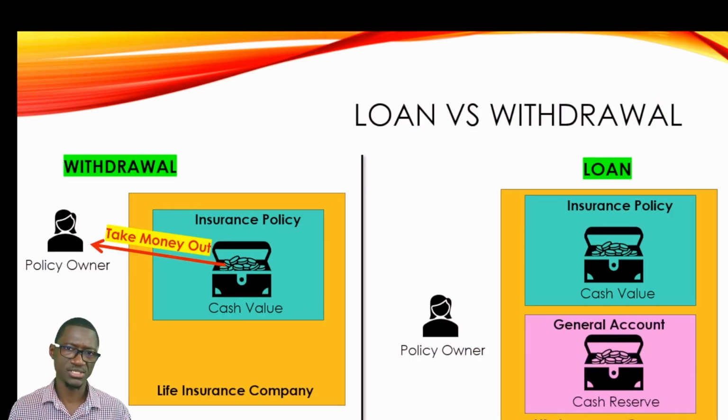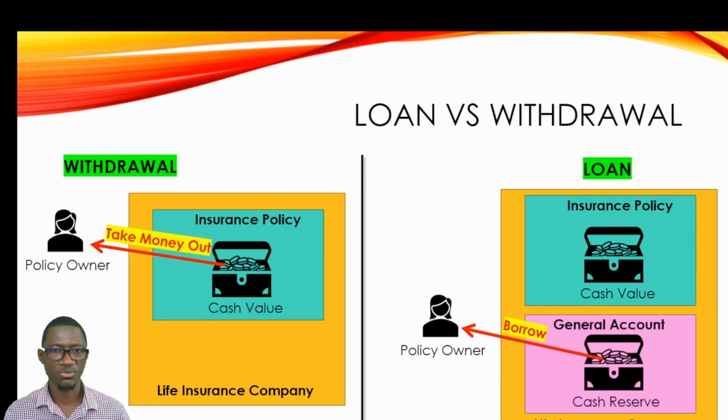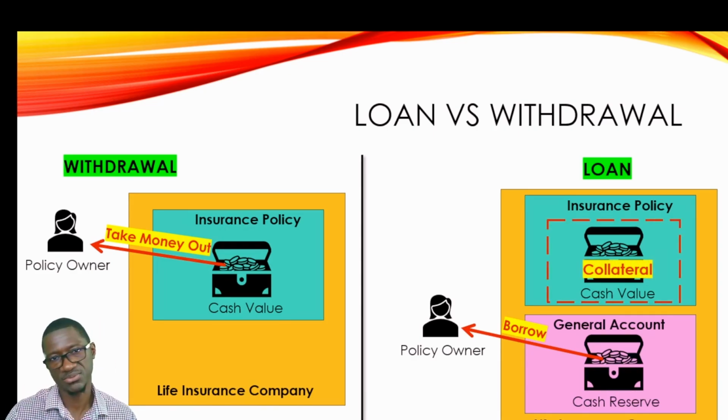So what happens in the case of the loan? When I need my $10,000 out of my $15,000 that I have in my cash value, I borrow the money from the cash reserve of the insurance company. Insurance companies can give you the loan because they know they will get their money back one way or the other. First of all, that money is collateralized by your cash value. So you will never be able to take a loan that is bigger than your cash value.